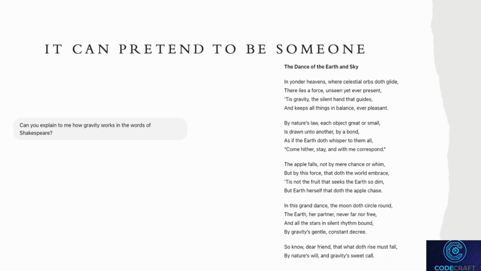In this example, the AI is asked to explain the concept of gravity in the style of Shakespeare. What we see here is a fascinating display of how the AI can emulate different writing styles and personas. By drawing on its vast knowledge of literature and language patterns, the AI crafts a response that echoes the poetic rhythm and vocabulary of Shakespeare. This capability shows how AI can adapt to various contexts, making it a powerful tool for creative and educational purposes.